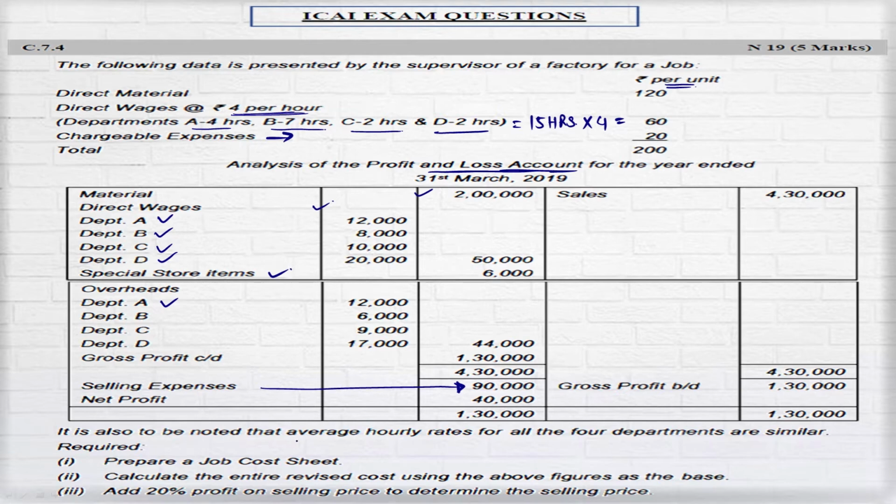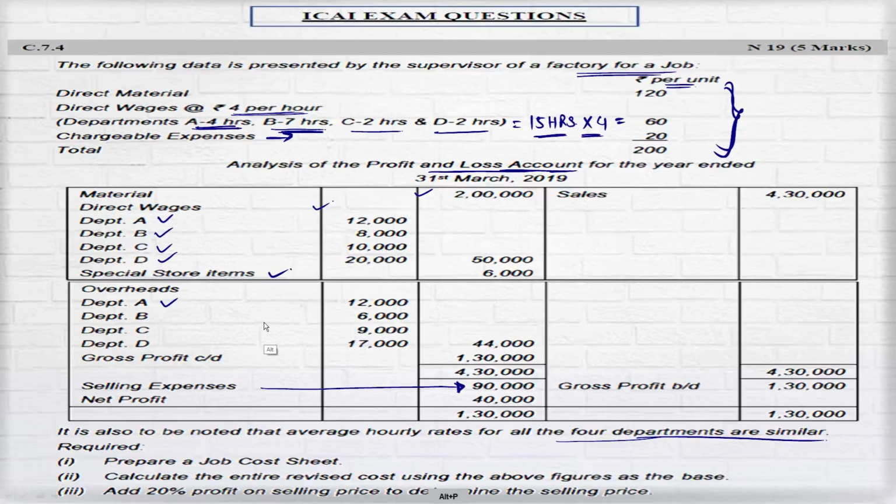It is also to be noted that the average hourly rates for all the 4 departments are similar. This we can see, right? Whether worker is working in department A, he will be getting 4 per hour. He will be getting in department B also 4 per hour, right? Because overall he is working for 15 hours at the rate of 4 per hour. Required, prepare a job cost sheet. Calculate the entire revised cost using the above figure as the base. Add 20% profit on selling price to determine the selling price. This is for a particular job. One job will, so I need to prepare a cost sheet for a job.